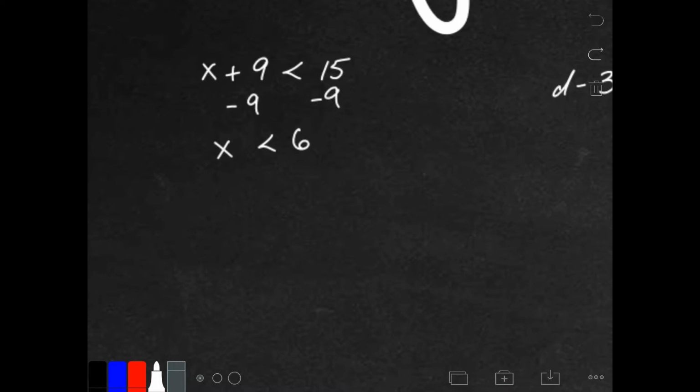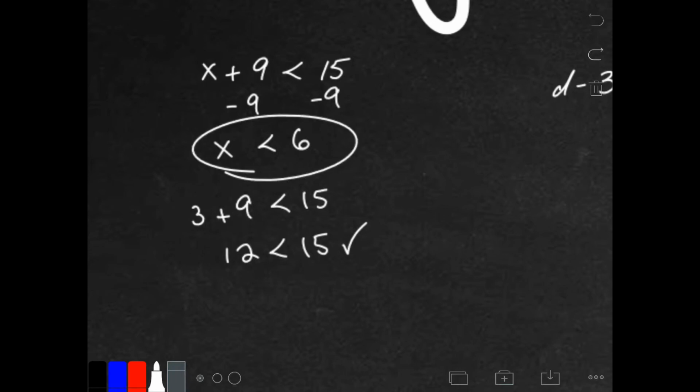And a way we can check this is we can pick any number less than 6. Let's go with 3. Let's plug that in for x. Well, is 3 plus 9 less than 15? Is 12 less than 15? Yeah. We can pick any number less than 6, and we should get a true statement. So I'm going to go ahead and circle that up.